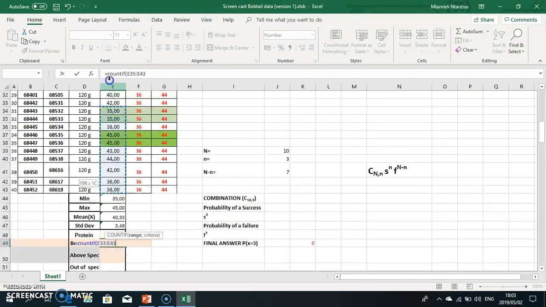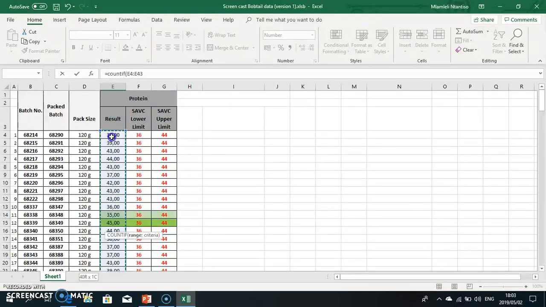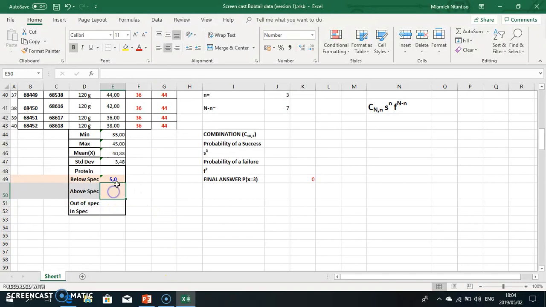then you select the entire range of observations because you want to know what is below 36 in this range. And then you put your 36. There are 5 observations below 36. And then let's copy that. You want to find what is above specification, which is greater than 44, my pardon. So there are 3 observations that are above specification.